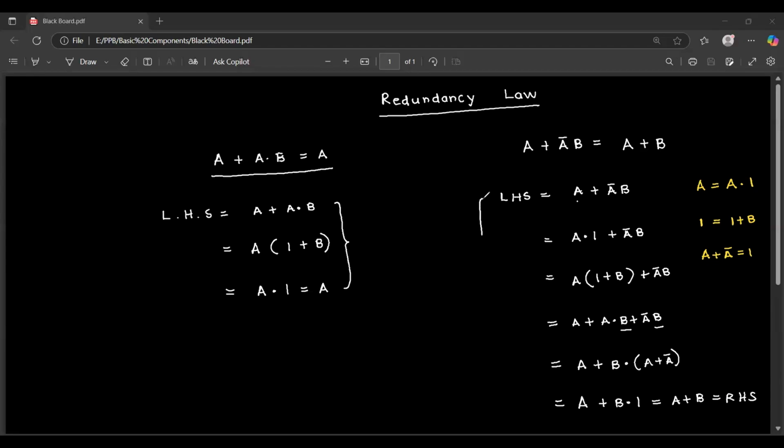You don't have to prove all these things. Okay, so yeah, that's it. And there is also another way to prove this. I'll teach you that also, by applying the distributive law directly.